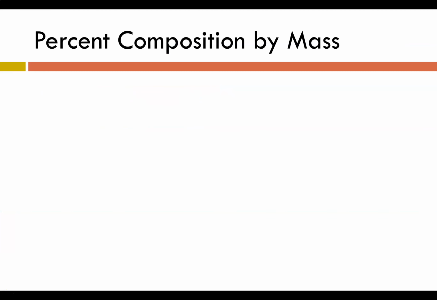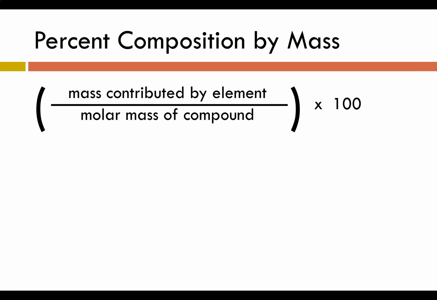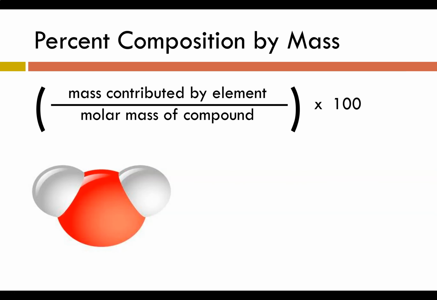Hopefully you feel pretty confident calculating the molar mass of a compound. The next calculation I want to tackle is percent composition by mass. It might be useful to know what percent of a molecule is made up of a specific element. In order to do that, we can use this general formula. We find the total mass contributed by an element and then divide that by the molar mass of the compound. So let's say we're looking at water, just because we've done a couple examples with this molecule already.